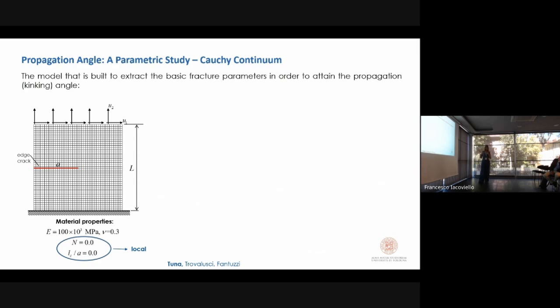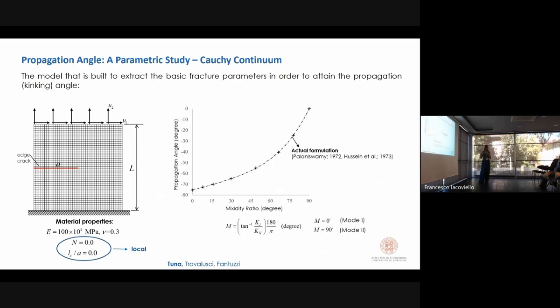I just want to show the difference between approaches. So with the actual formulation, the variation of propagation angle with mixity ratio is like this. With the simplified formulation, which is the most frequently used one, we have slightly lower propagation angles with a maximum error of 8%. And with this new approach, we can obtain results very close to the actual formulation. Now, we will do the same thing for micropolar continuum.